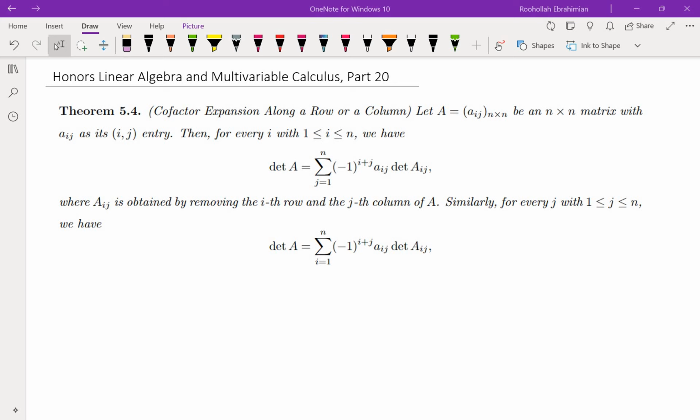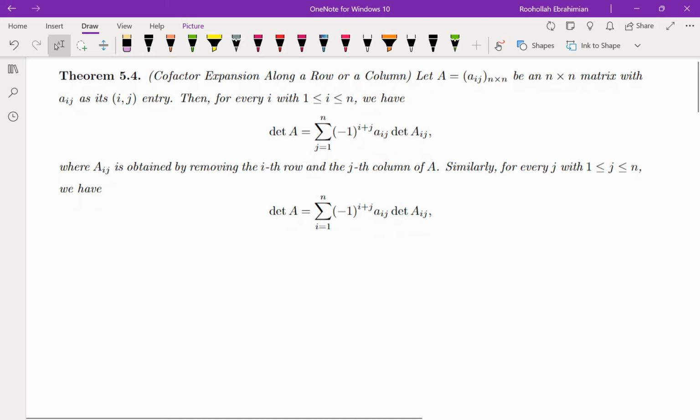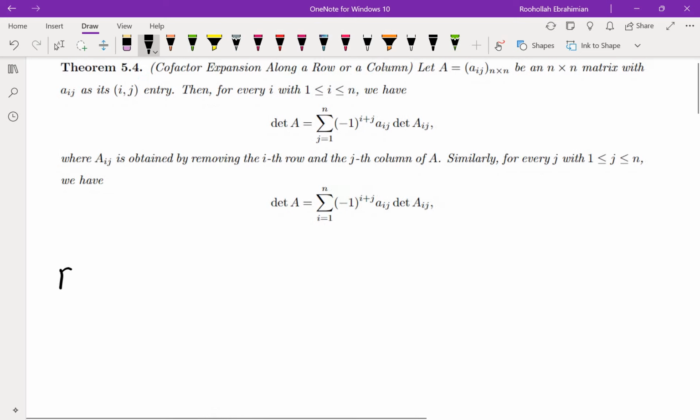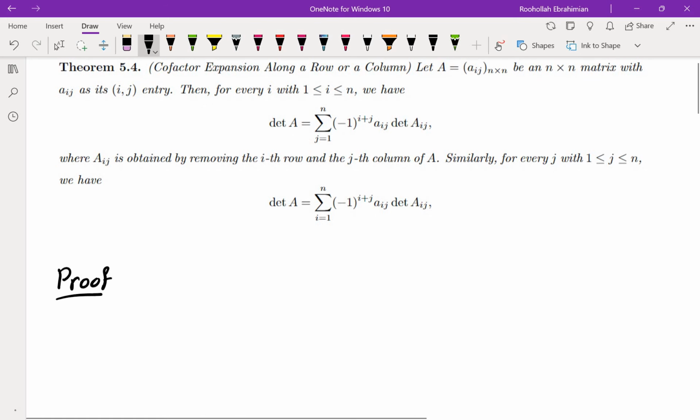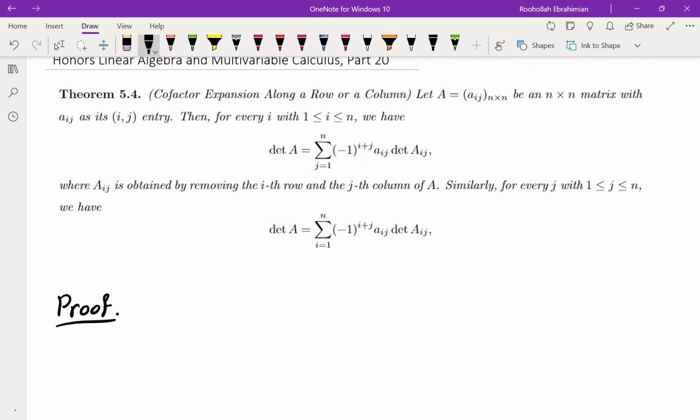Hello, in this video we're going to talk about cofactor expansion along a row and a column, and then we're going to talk about some equivalence conditions for A to be invertible. So here is the first thing we're going to do. The first thing is what we call the cofactor expansion. So what is cofactor expansion along a row or a column? It allows us to find the determinant of a matrix in a different way.